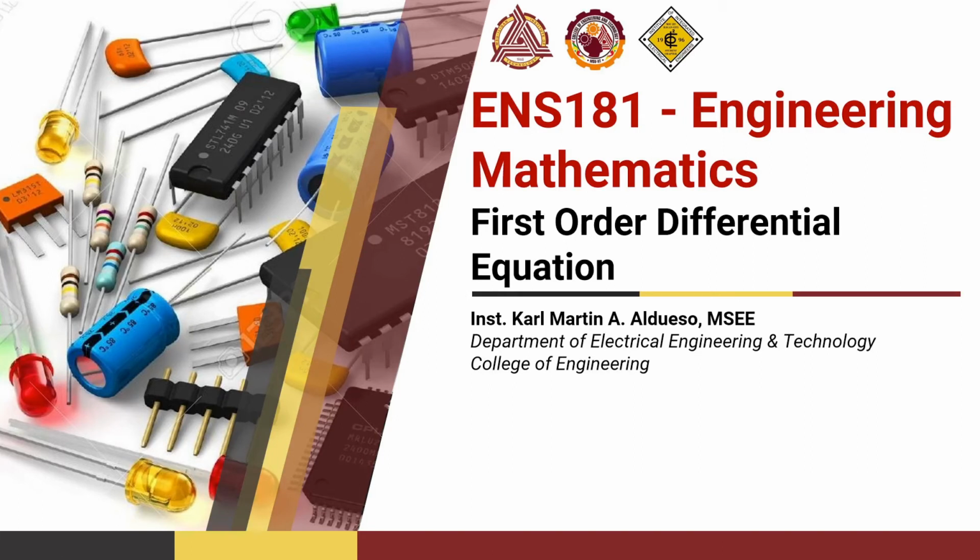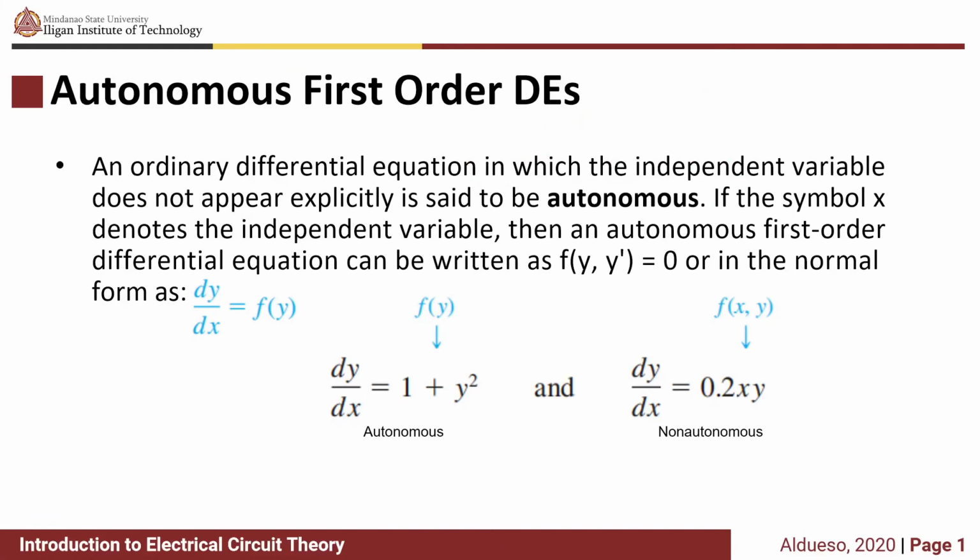So now let's move to first order differential equations. An ordinary differential equation in which the independent variable does not appear explicitly is said to be autonomous. For example, if the symbol x denotes the independent variable, then an autonomous first order differential equation can be written in this form.